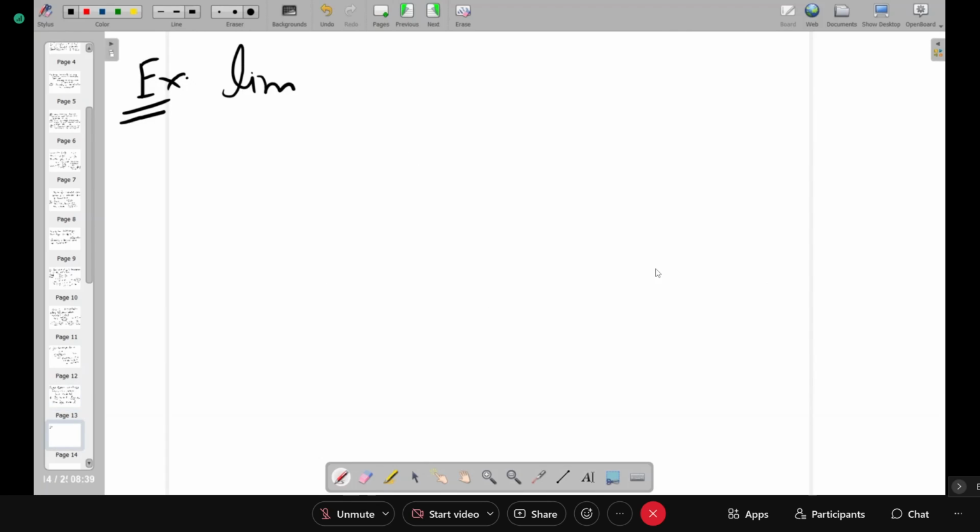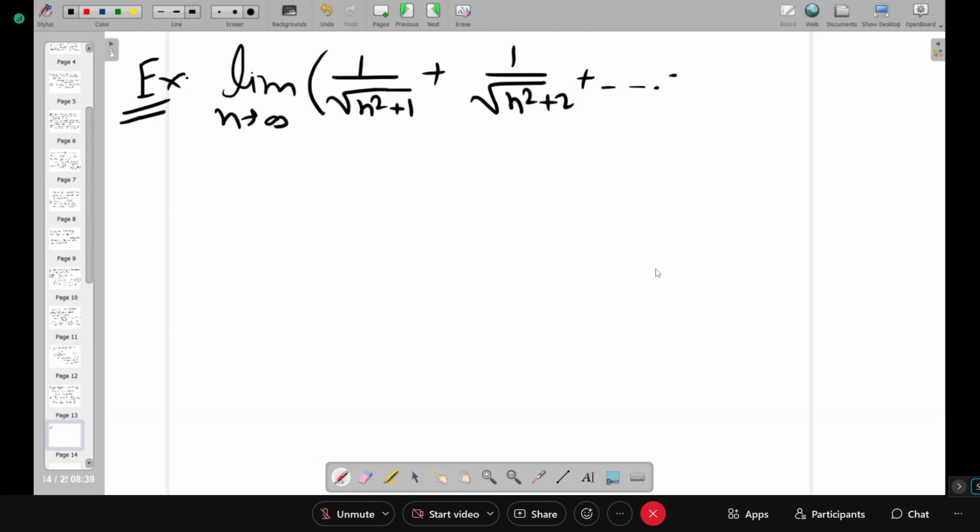Find out the limit of this sequence: 1 upon n square plus 1, plus 1 upon n square plus 2, plus up to 1 upon n square plus n. Okay, this is the sequence. Find out the limit of the sequence.